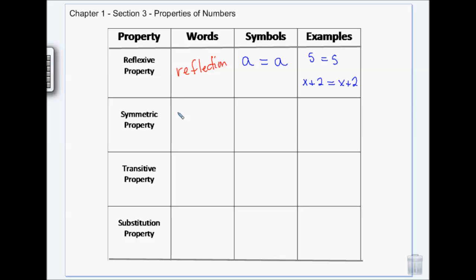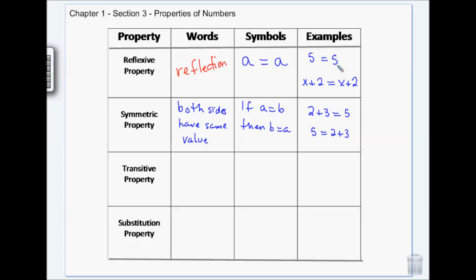Symmetric property is that both sides have the same value. So I could say if A equals B, then that also means that B equals A. So it can either be written like this with letters, or another example is 2 plus 3 is the same thing as 5. So 5 is the same thing as 2 plus 3. This is symmetric. They're the same value, right? But they don't look identical. They're still equal, but they're not identical looking. With reflexive, they look identical on both sides. With symmetric, they're the same value, but they're not identical looking.